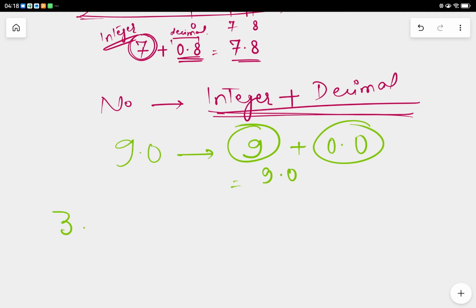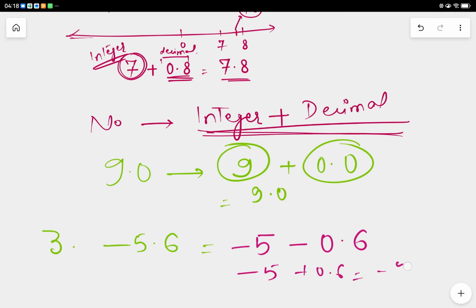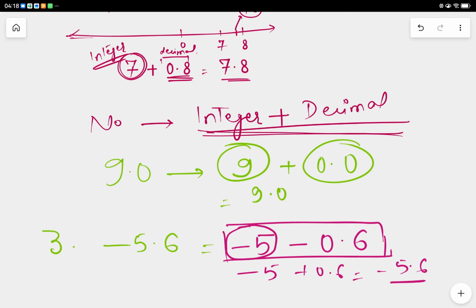The third example is minus 5.6, which becomes nothing but minus 5 minus 0.6. You'll have to understand this cannot be minus 5 plus 0.6, as it does not become minus 5.6. Remember, this is a basic operation on integers. If you have a debt of minus 5 and again you take a loan or debt of minus 0.6, your total debt becomes minus 5.6.